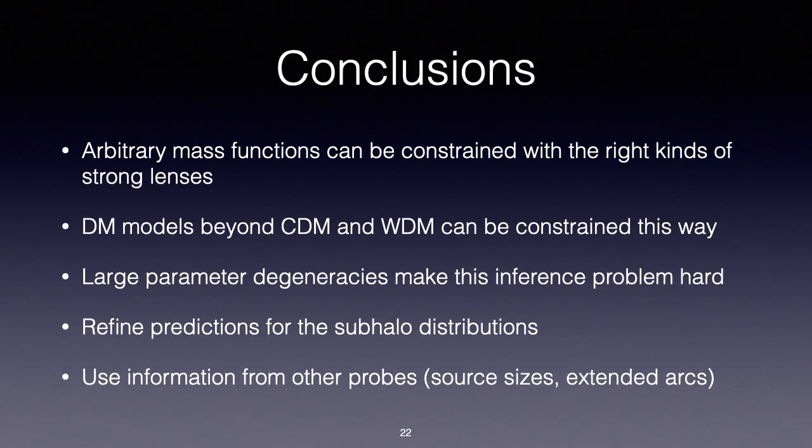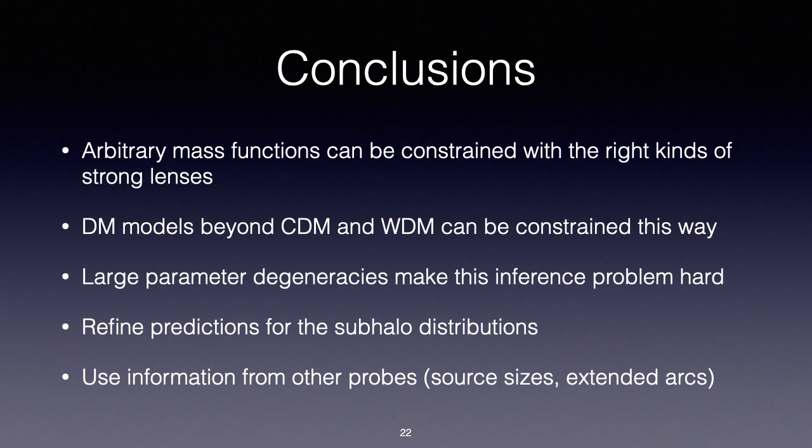And that brings me to my conclusions, where I would want to highlight that with our analysis, potentially arbitrary mass functions can be constrained with the right kind of strong lenses. So dark matter models beyond CDM and warm dark matter can be constrained this way. There are, of course, large parameter degeneracies that make this inference problem hard. And so we need to refine our predictions for the subhalo distributions, which is ongoing work being done with graduate students in my group.